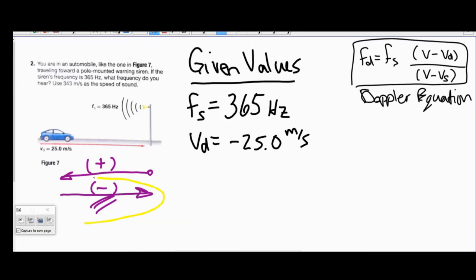Once again, I'm going to highlight that we have to establish a coordinate system. From the source to the detector is positive. The opposite direction, from the detector towards the source, these are negative values. We're allowed to assume that the pole-mounted siren is not moving. So if it is not moving, we can treat it as 0.